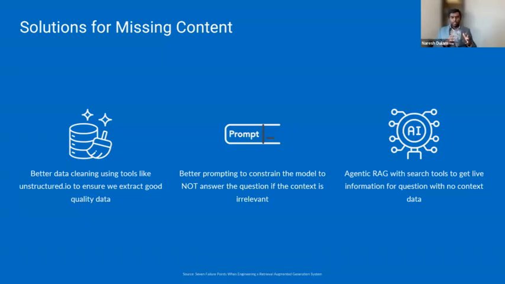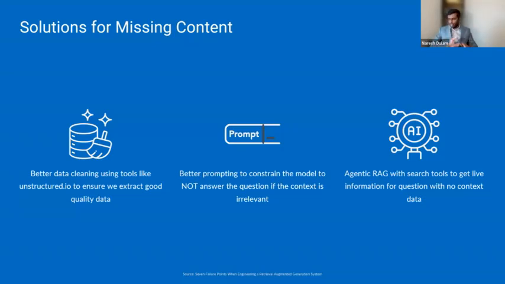Sometimes we don't want the models to generate an incorrect answer, so we can go for some kind of constraints on the prompt that will help us avoid generating irrelevant or incorrect answers in case the data is not available in the database. And the third one is the most famous one we might have been hearing about in the last few months: Agentic RAG with search tools, which will help us get information from outside of your database to answer your questions in case the data is not available.